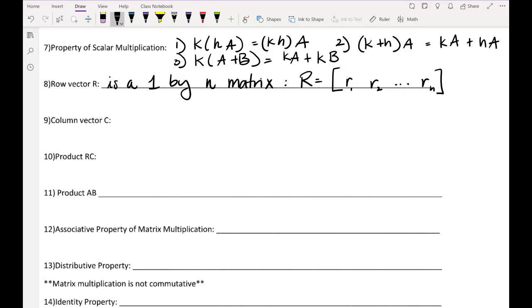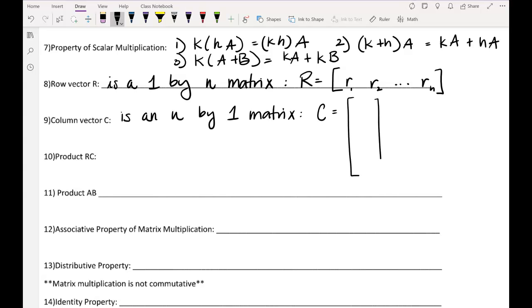Now this is kind of similar to column vector C. It's an n by 1 matrix. So if you see a big capital C, it means one column. So entry 1, entry 2, dot, dot, dot, entry however many, okay, one column.